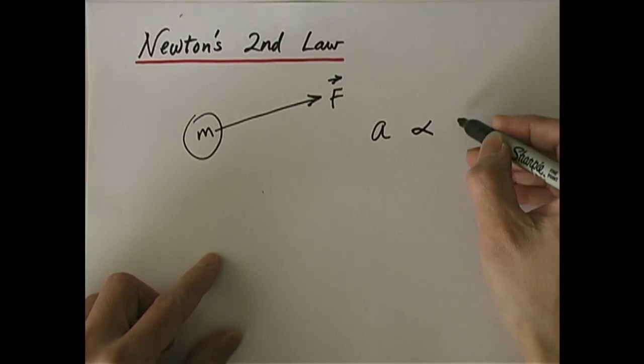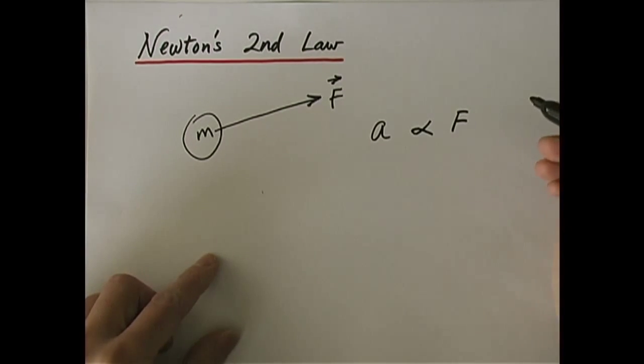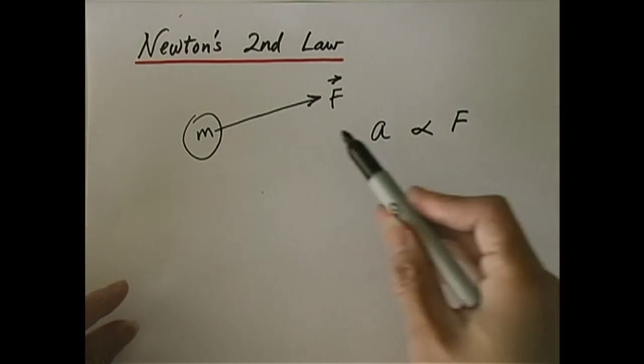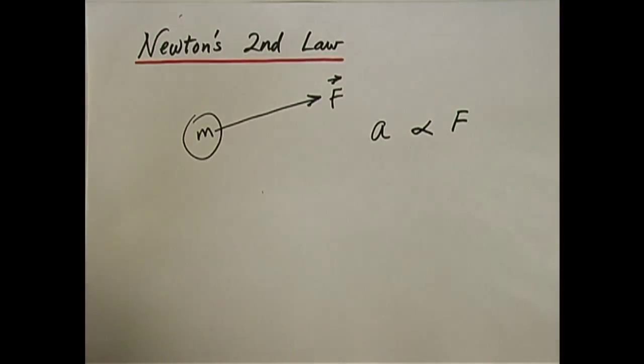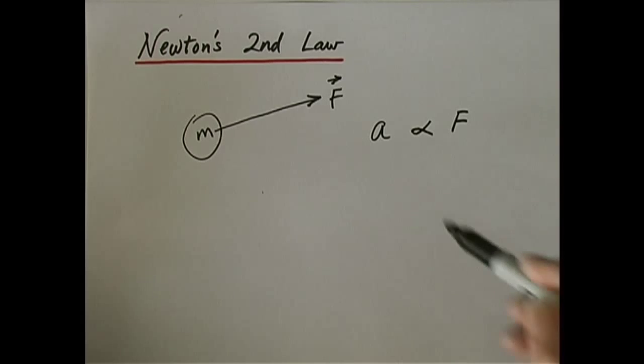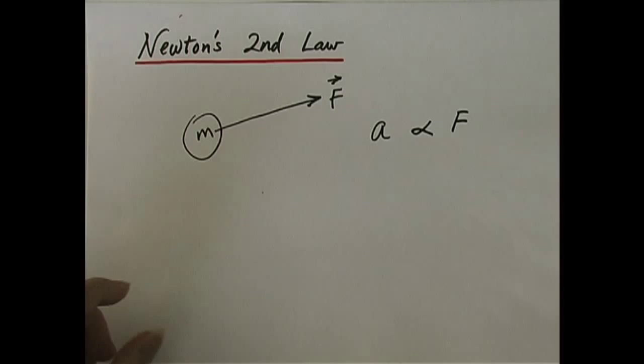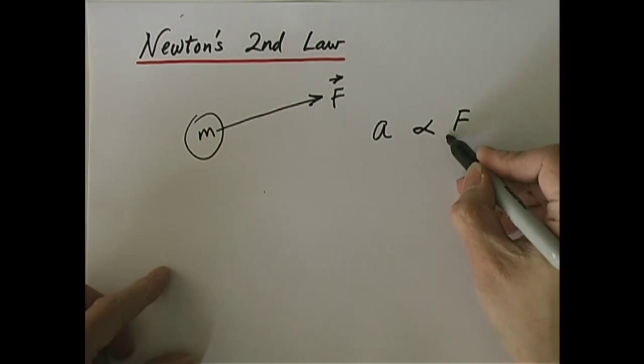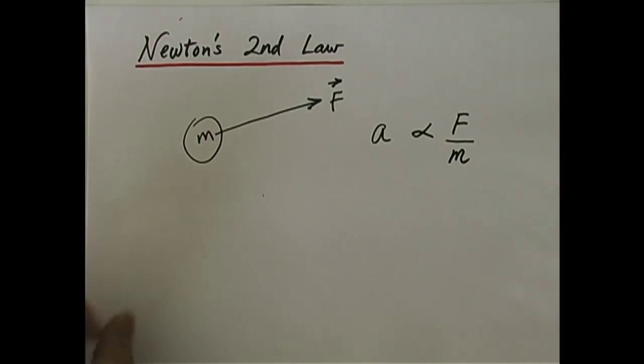If you push something harder with a greater force, it's going to accelerate more swiftly. So a is proportional to F, but the same force exerted on different masses has different results, right? If you take the same force and apply it to a much more massive object, it's not going to accelerate nearly as much. So the greater the mass, the less acceleration you're going to get. So it also makes sense to say a is inversely proportional to the mass.